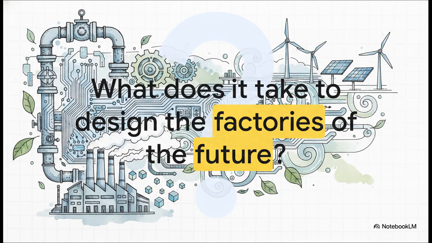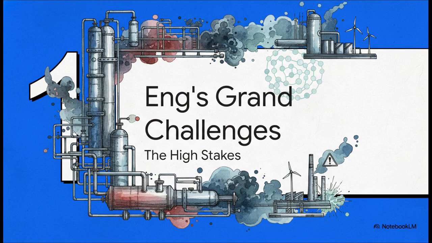So, this is really the big question, isn't it? What does it take to design these factories of the future? We're talking about something far beyond just pipes and valves. It's all about creating systems that are smarter, cleaner, and way more efficient than anything we've had before. So, where do you even start with a challenge that huge? Well, it all starts with understanding the incredibly high stakes of modern chemical engineering.